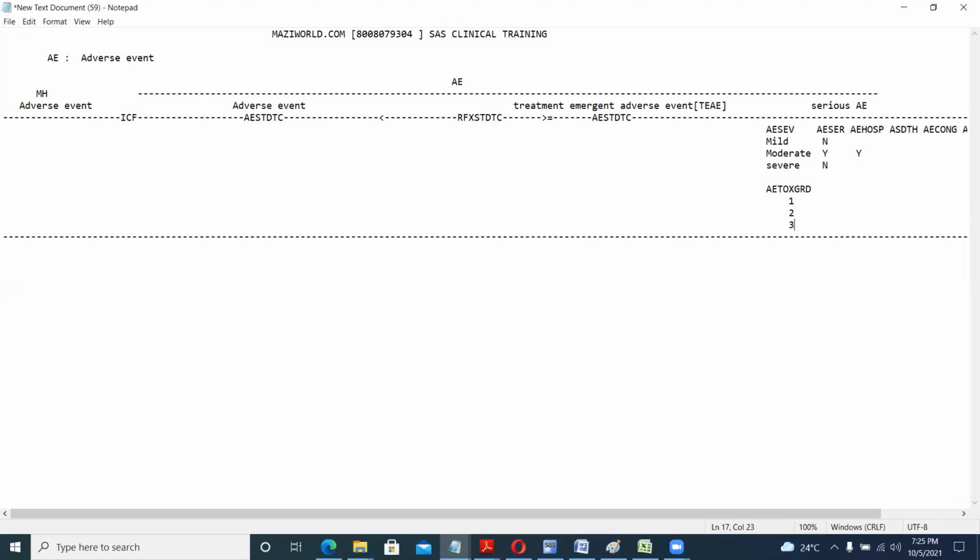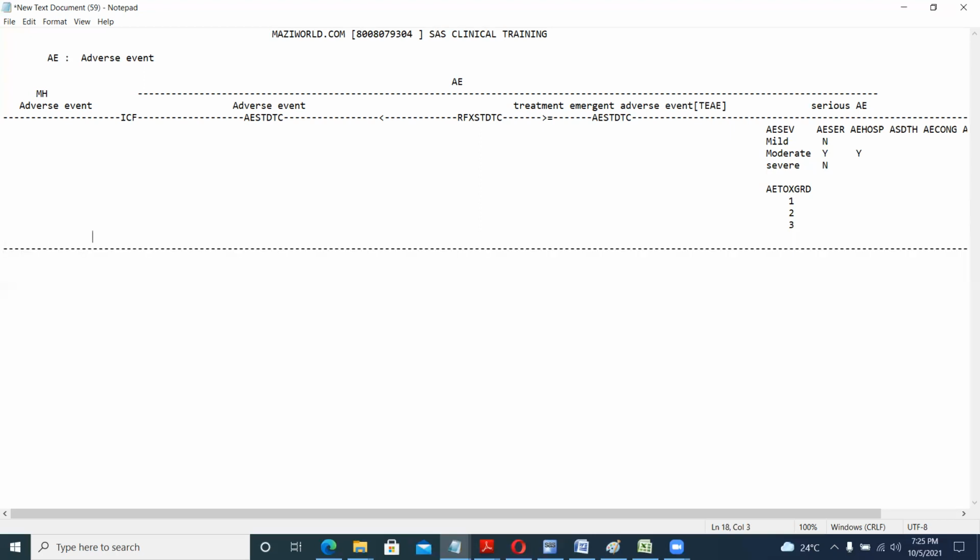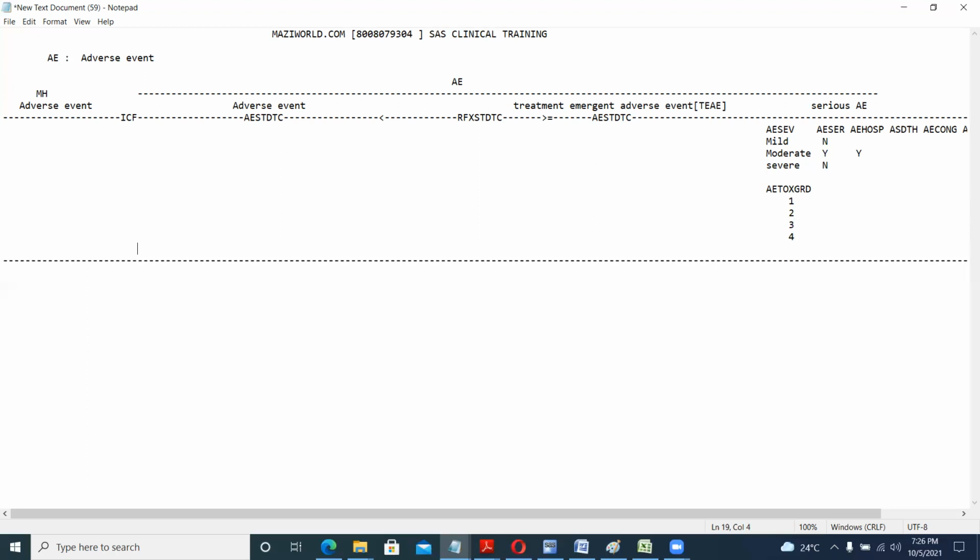But sometimes you may have other different values also. For example, life threatening is there in the raw data, so it will become 4. Then again, if death is there, because in AE severity only mild, moderate, severe is there. Suppose life threatening is there, suppose death is there. In this way, the toxic grade values will be defined completely.